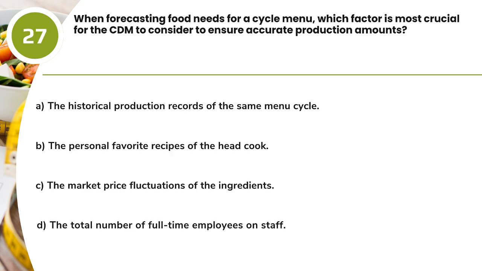Question 27. When forecasting food needs for a cycle menu, which factor is most crucial for the CDM to consider to ensure accurate production amounts? A. The historical production records of the same menu cycle. B. The personal favorite recipes of the head cook. C. The market price fluctuations of the ingredients. D. The total number of full-time employees on staff.